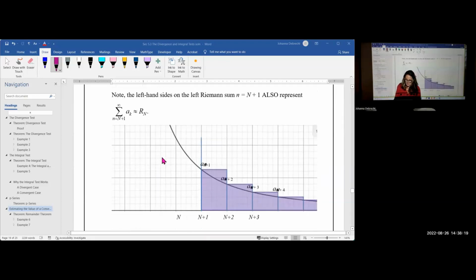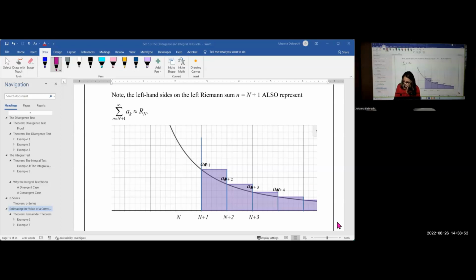Now, the left-hand sides of the left Riemann sum, but not starting at n, starting at n plus 1, so starting one further out. The right Riemann sum starts here, but it uses the right endpoint. The left Riemann sum starts at uppercase n plus 1, but it uses the left endpoint. Notice it's giving me the same values, a sub uppercase n plus 1, a sub uppercase n plus 2, and so on. They're the same points, right?